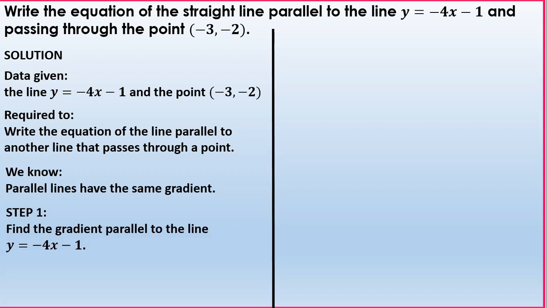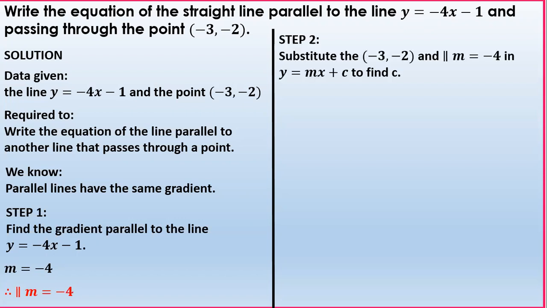Step 1. We need to find the parallel gradient to the line. Y is equal to negative 4x minus 1. Here, our gradient is the coefficient of x, which is negative 4. Therefore, our parallel gradient is also negative 4 because parallel lines have the same gradient.